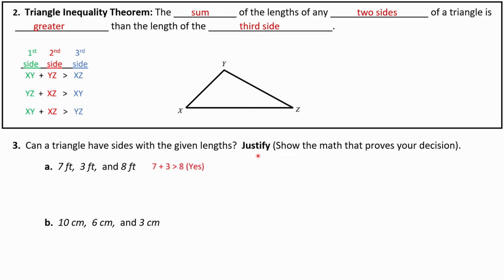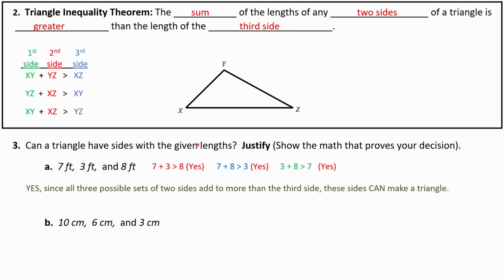All right, the first one I'm going to test is the first two. If I take 7 and 3 and add those together, that would be 10 feet, which is greater than 8, so that part checks out. If I take 7 and 8 together, that definitely is greater than 3, so yes, that part checks out. And 3 and 8 together is greater than 7, so all three of these inequalities are satisfied, which means yes, these three sides can, in fact, make a triangle.